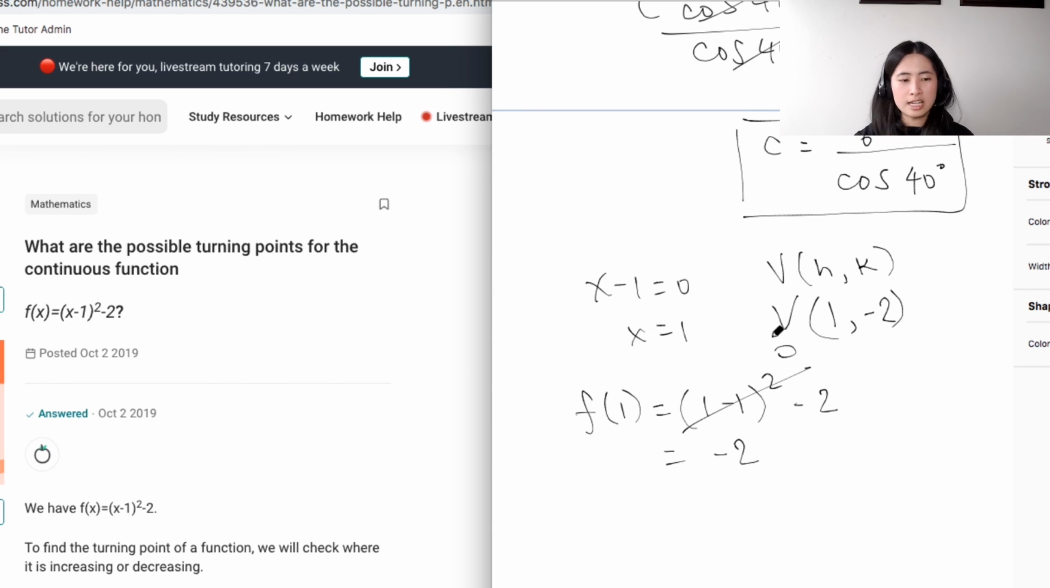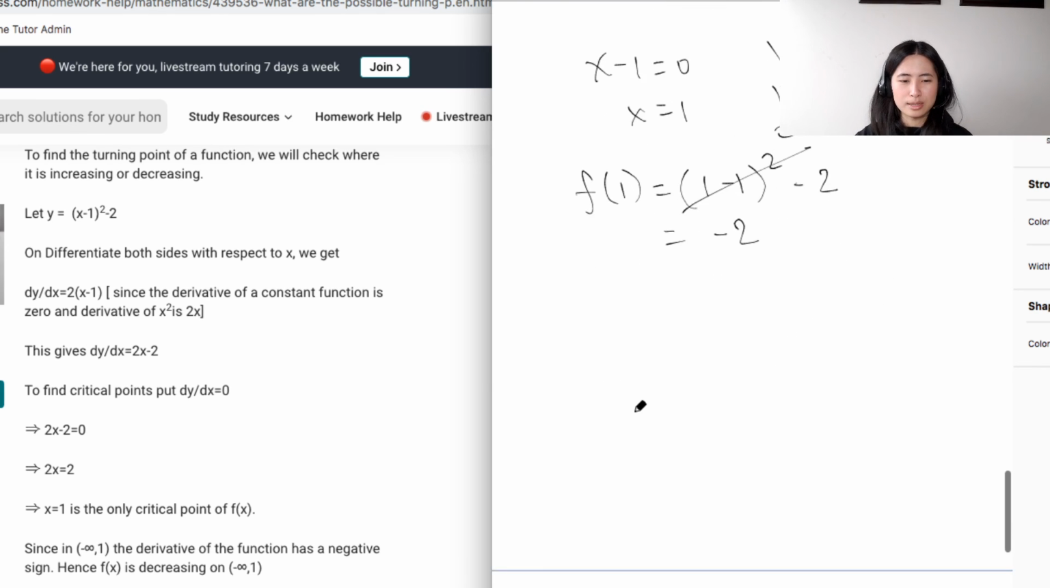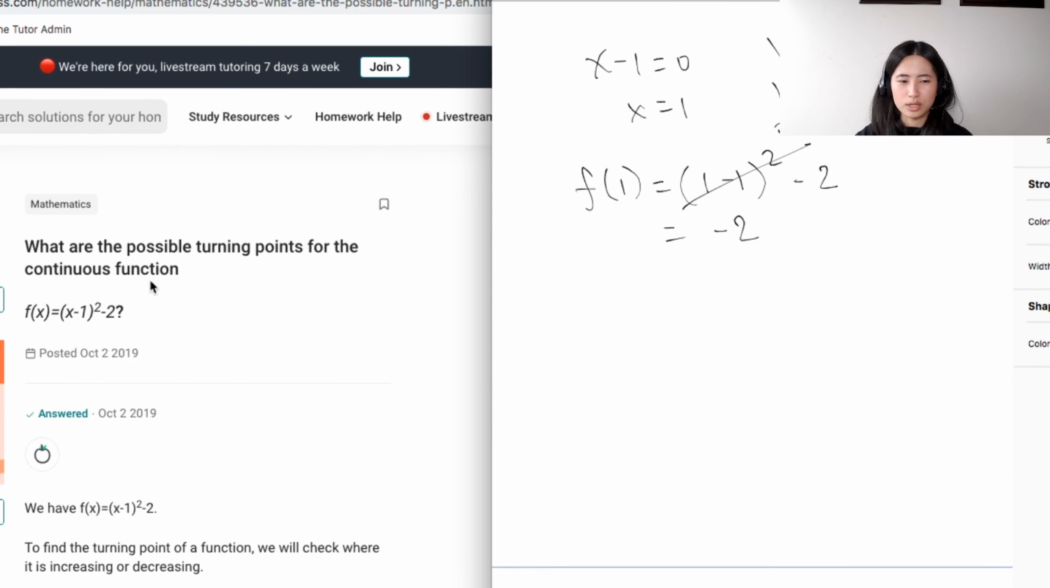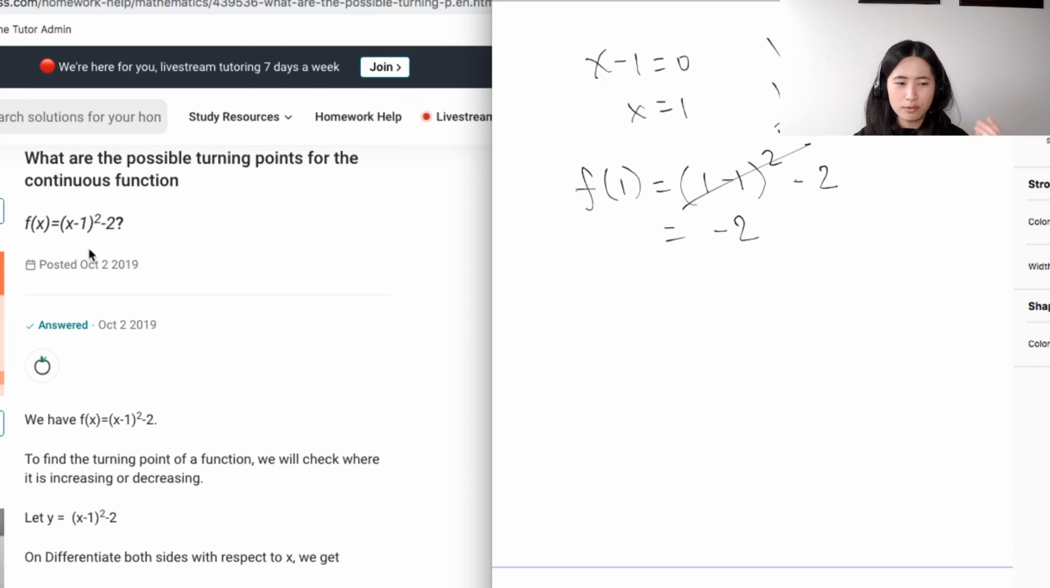However, I think they did a different step here. They actually differentiated, but I don't think that's even necessary because you're just being asked what the turning points are, and we know right off the bat it's a parabola. But if you're doing the calculus way, then all you have to do is expand this function. Once you've expanded the function, you take the derivative.